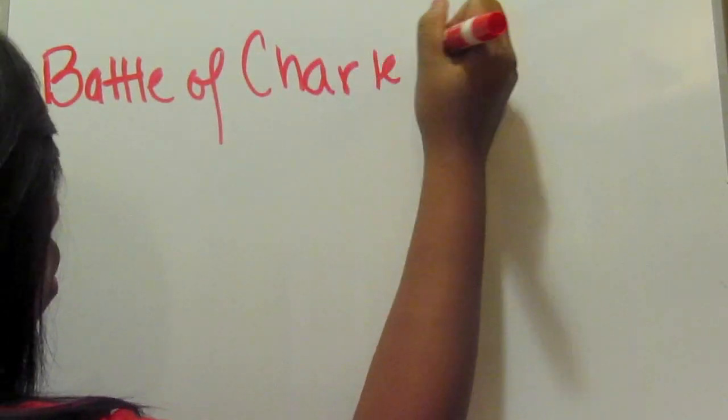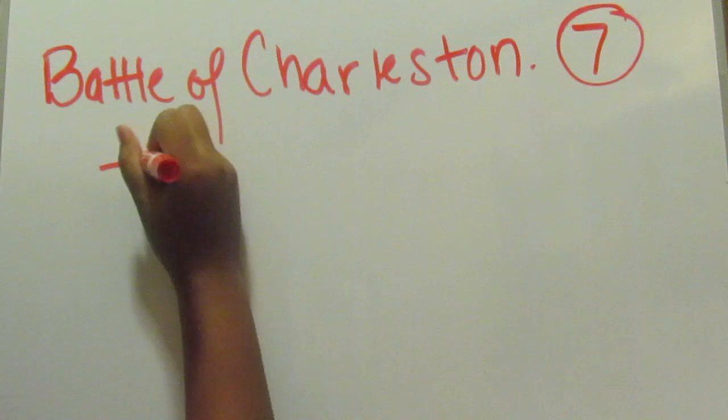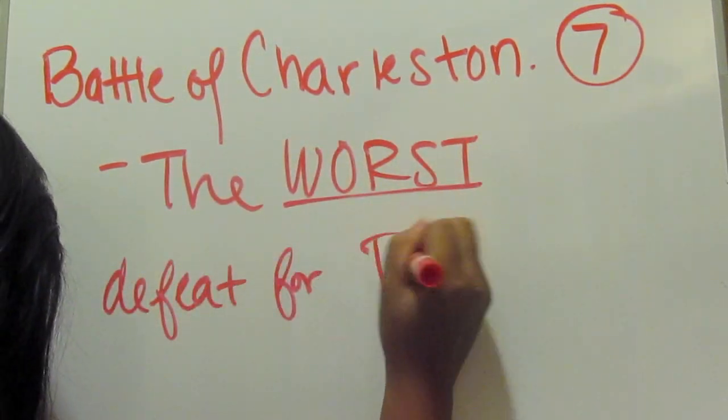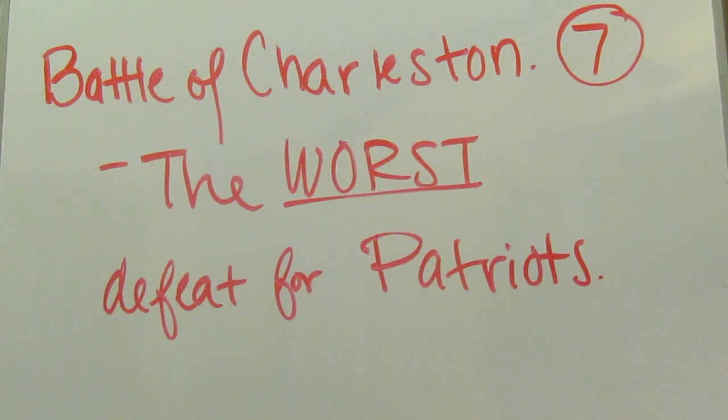The seventh battle of the American Revolution was the Battle of Charleston. It was the British's second attempt to capture the city. The British succeeded, and this battle was the worst loss for the Patriots during the war.